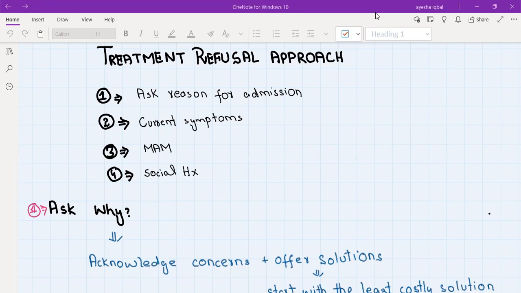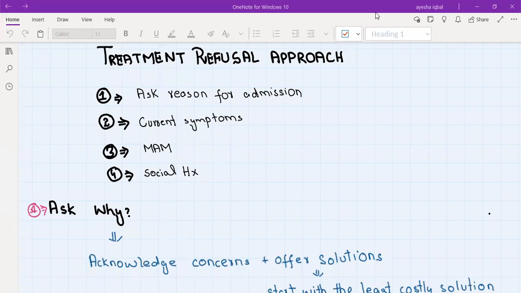Treatment refusal is a really common topic because it's a really common problem in real life as well. You get a scenario where you have a patient who is refusing some kind of treatment or procedure, or refusing to be hospitalized. So how do you deal with such patients, what should be the approach, and what is required of you in these stations?